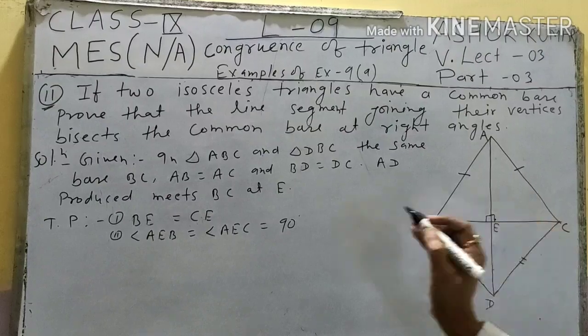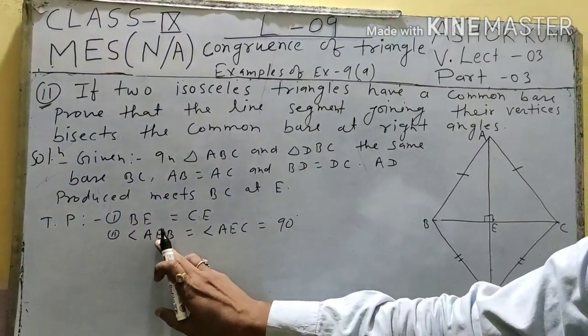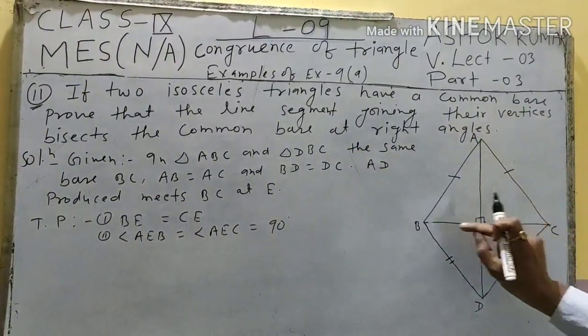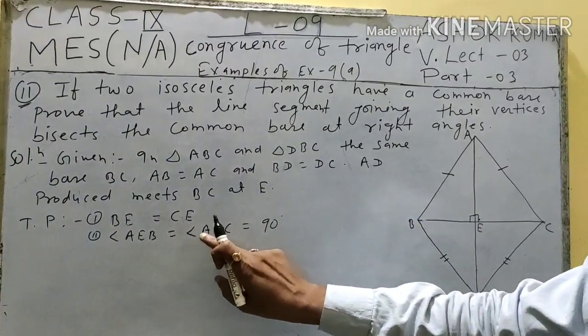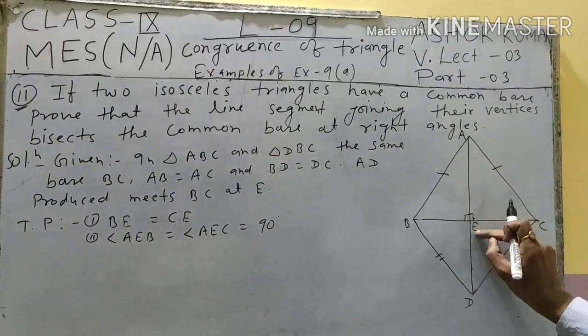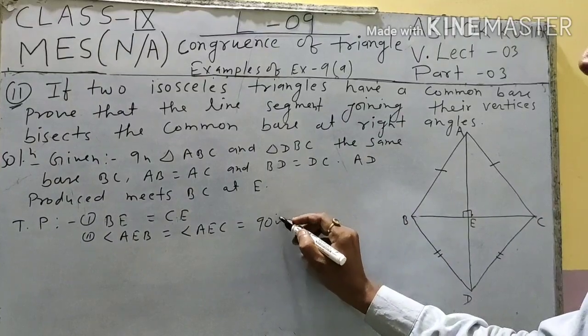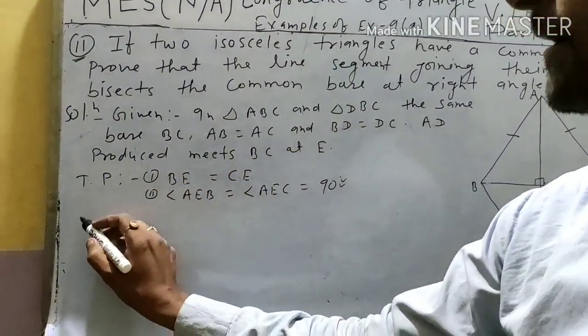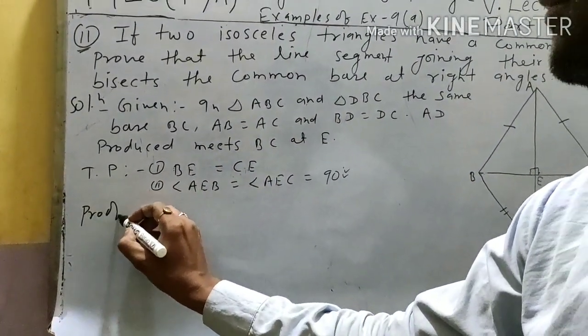So angle AEB is equal to angle AEC, and AEC is equal to 90 degrees. Okay, these two are to be proved. So what is the proof?